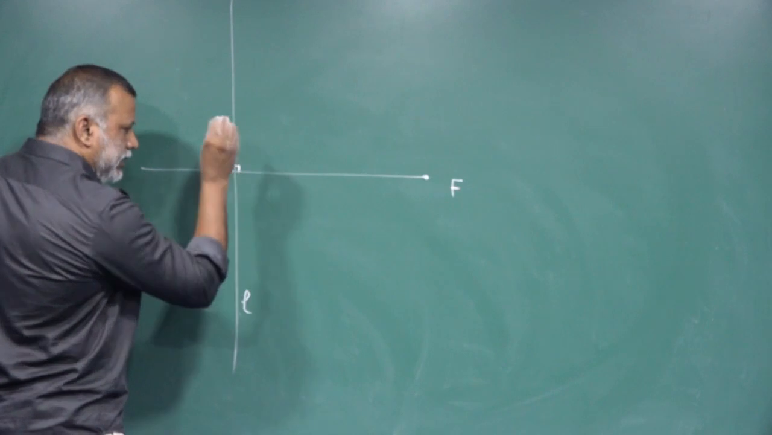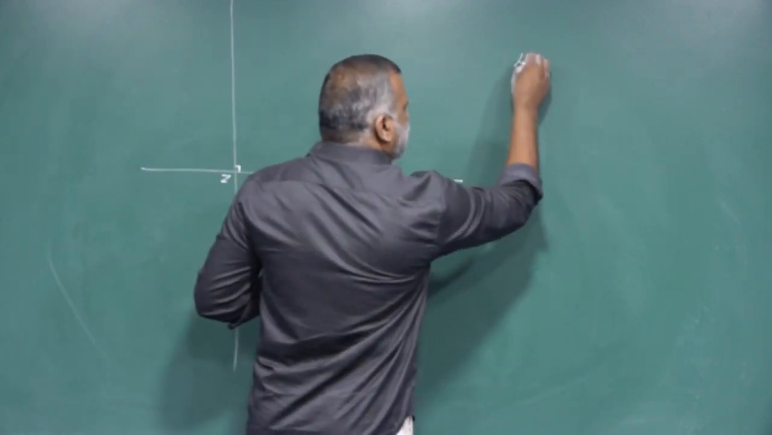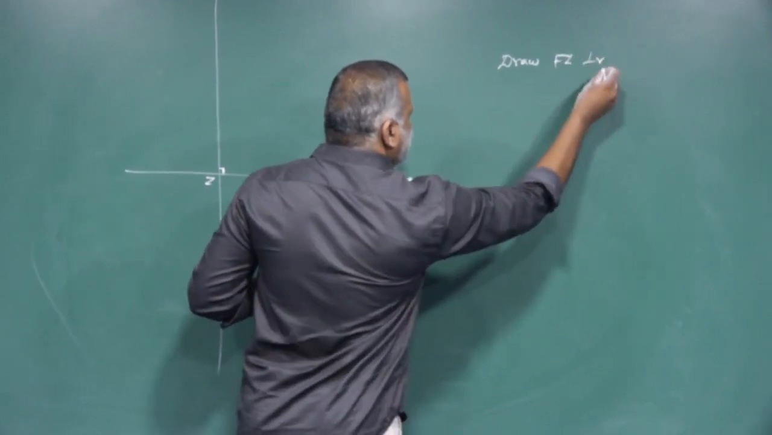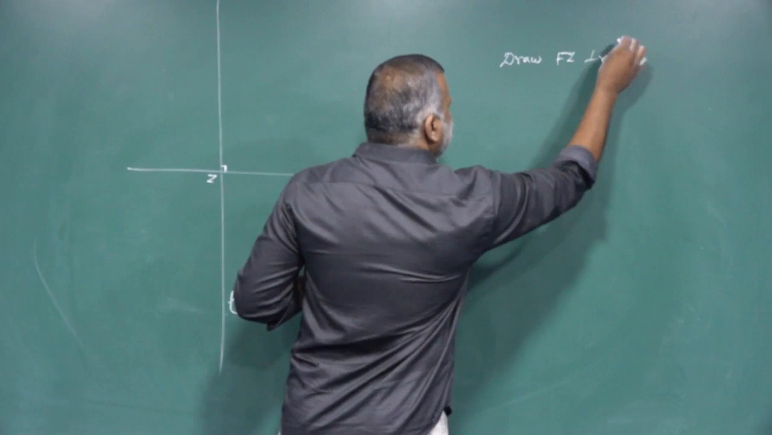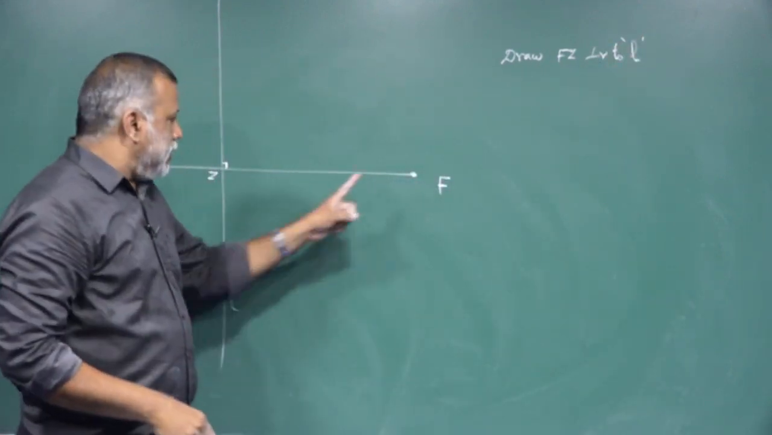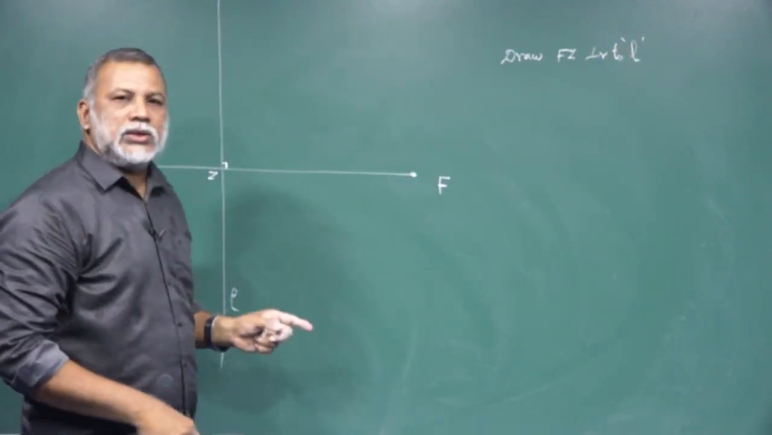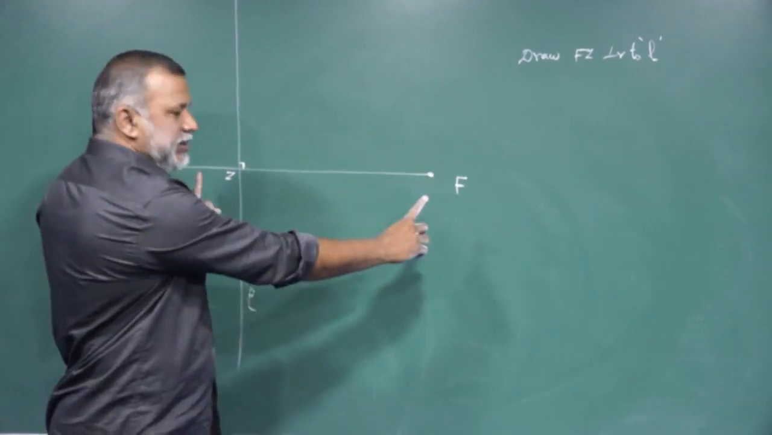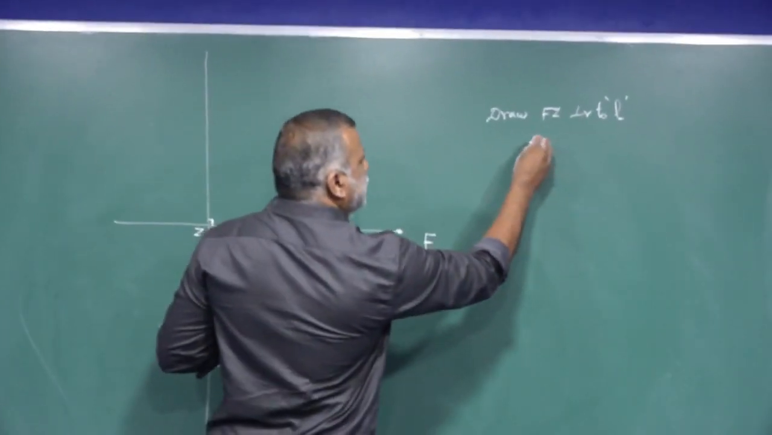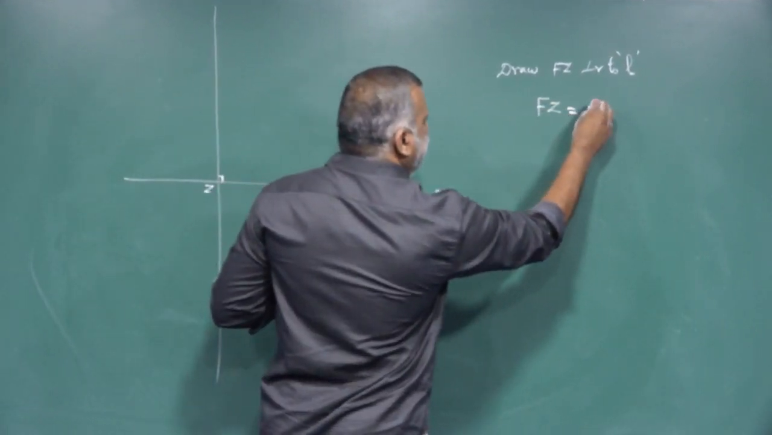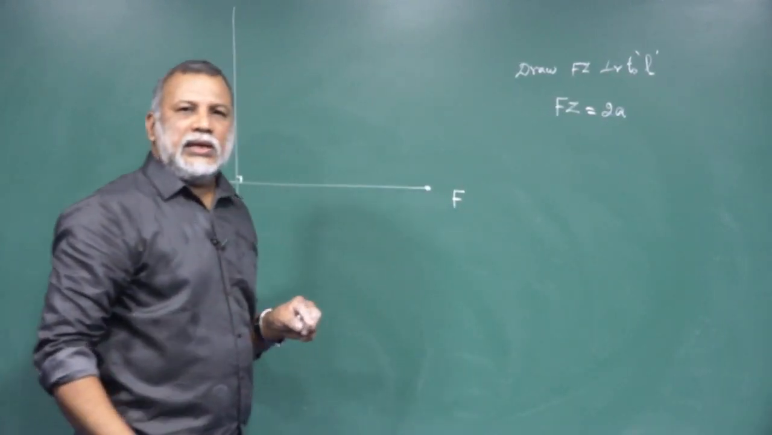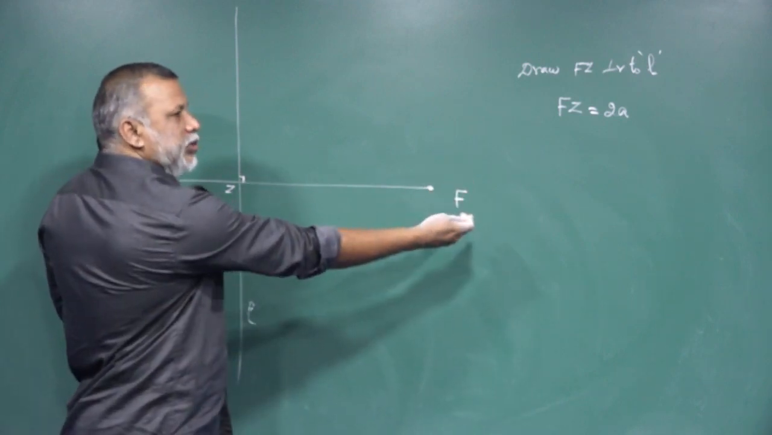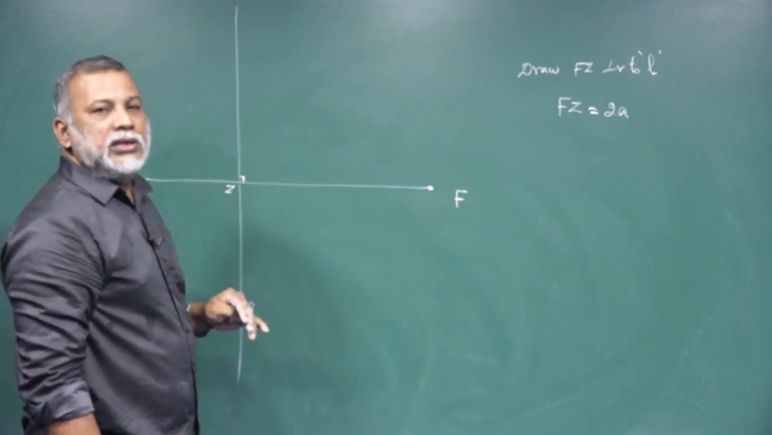This is called Z. So draw FZ perpendicular to L. This is the first construction. Draw FZ perpendicular to the directrix L. Now this FZ has some distance. Let us consider FZ equal to 2a. So the distance between the fixed point and the fixed line is considered to be 2a.